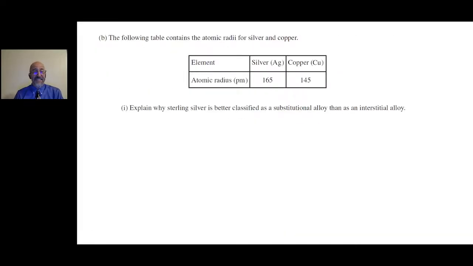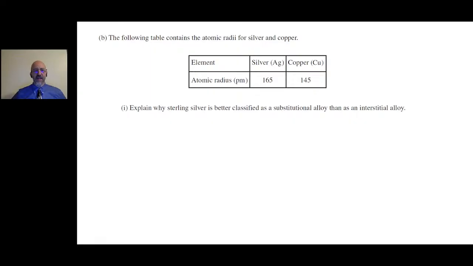We're not predicting whether this is a substitutional alloy or an interstitial alloy. Because you know what? I don't know for sure if 145 is close enough to 165 or if 145 is smaller than 165 and could fit in between the spaces. Doesn't matter. I don't have to make that choice. They're telling us it is better classified as a substitutional. So don't disagree with the question stem.